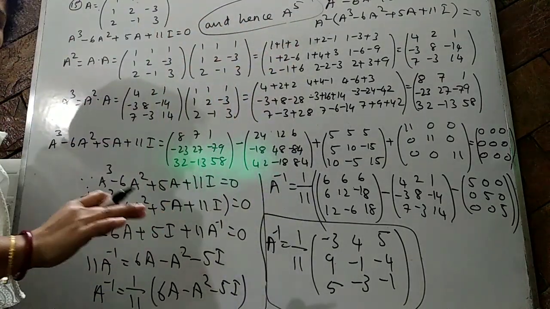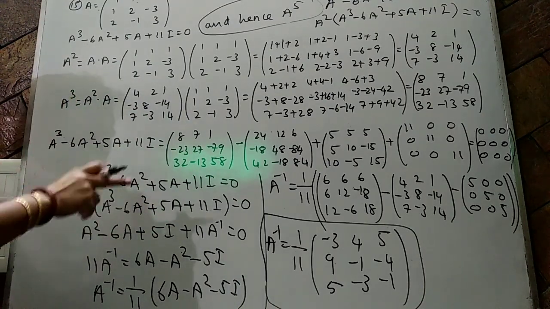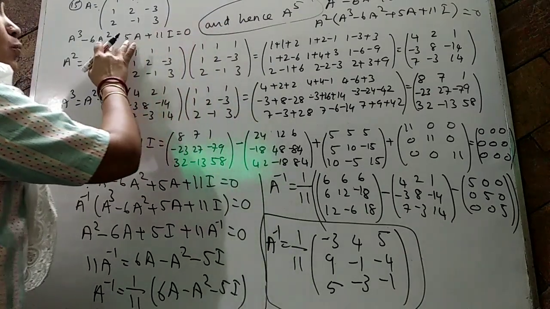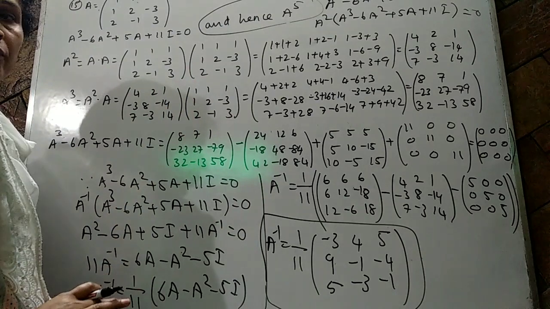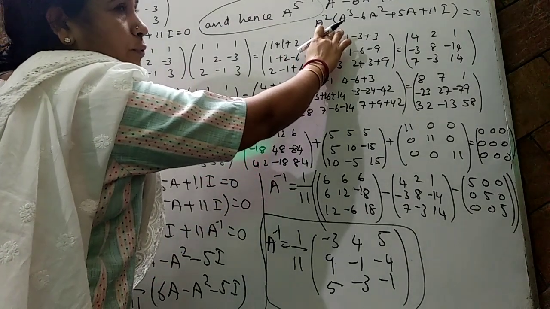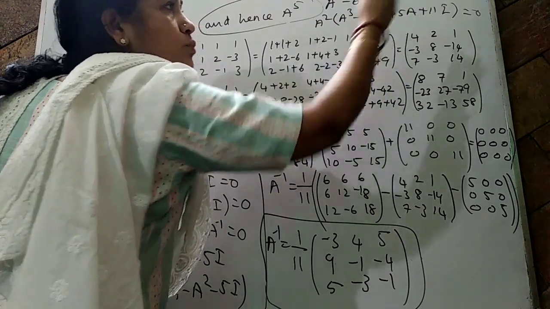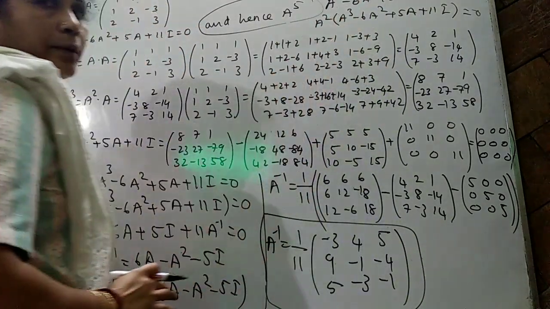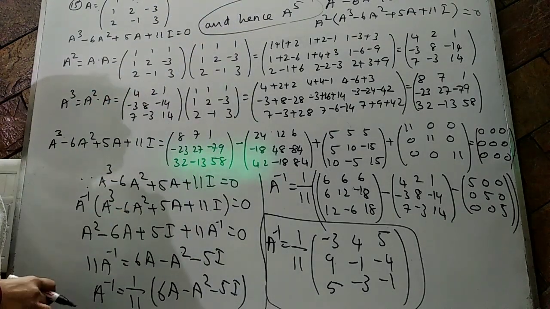If they ask A power 5, you cannot do directly A square into A cube. You cannot do it. Hence means you have to use whatever you have proved. With the help of that, you have to find A power 5. So like this, you have to do it. So here we will get A power 5. Now take the rest of the terms to that side. Automatically you will get A power 5. This question was asked in board: and hence find A power 5.